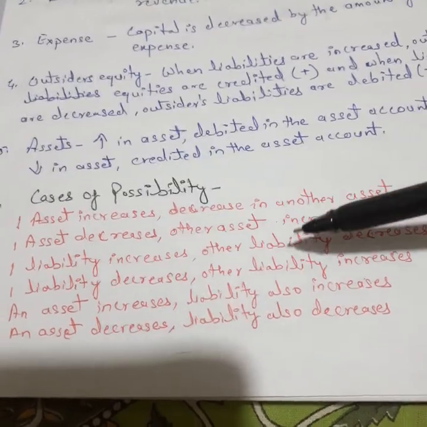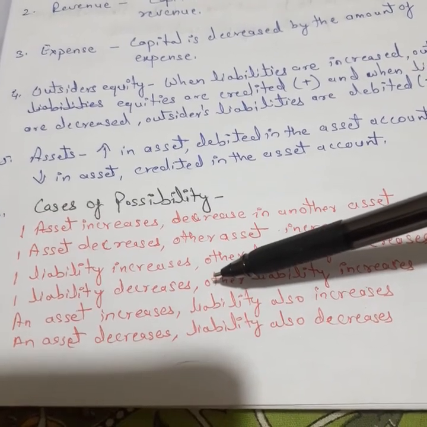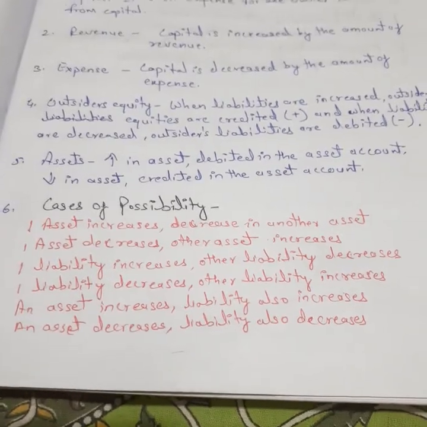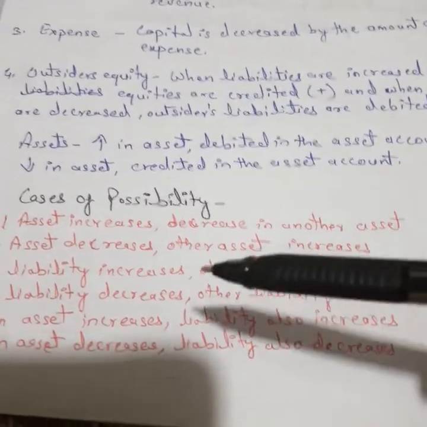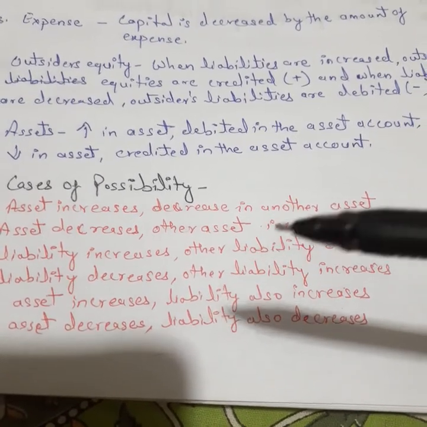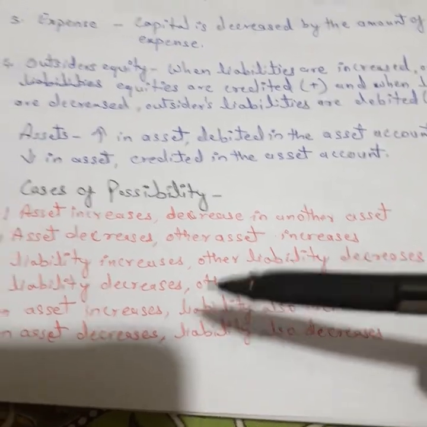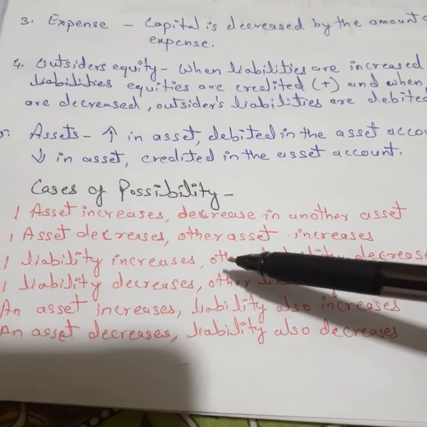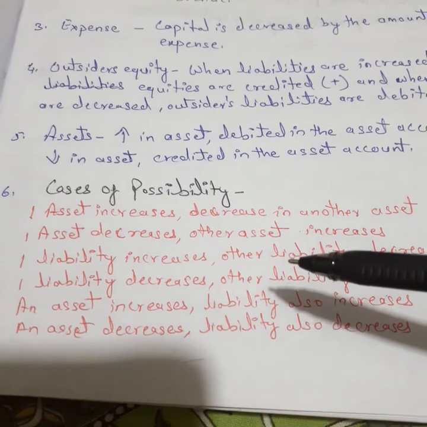One liability decreases and other liability increases. Here, what happens? One liability decreases and other liability increases. Like you made the creditors paid by accepting bills payable. So here creditors will decrease and bills payable increase because your creditors are being paid by bills payable. That's why.